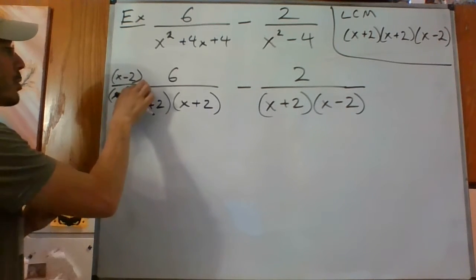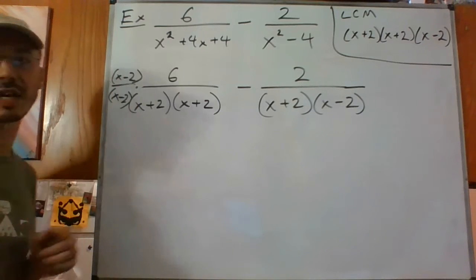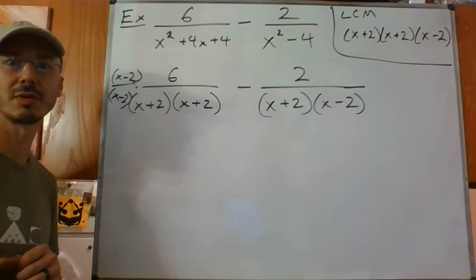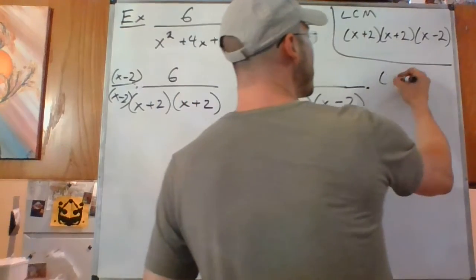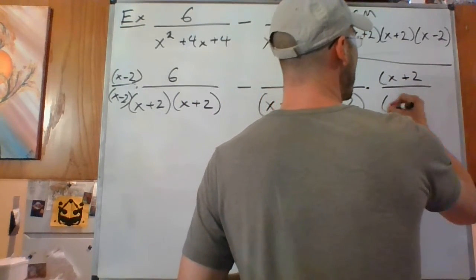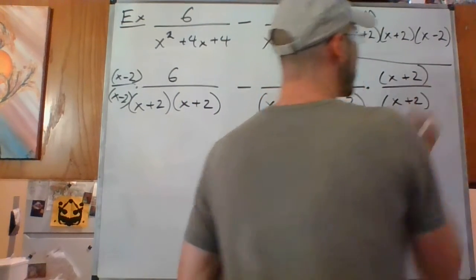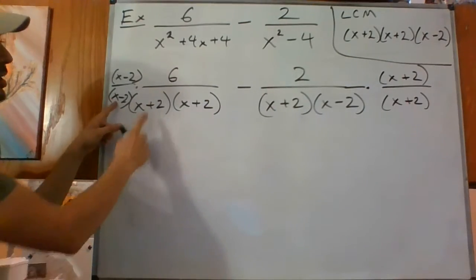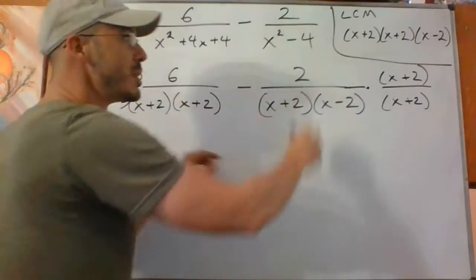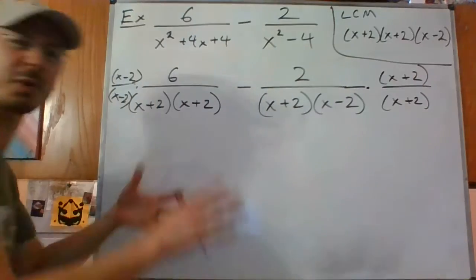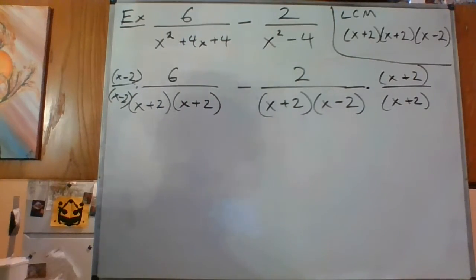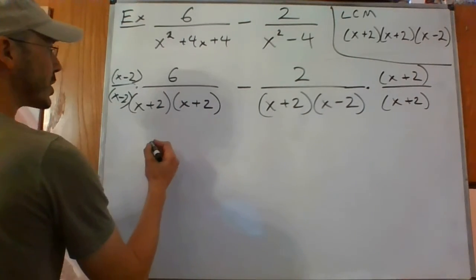In other words, multiply by the fraction x minus 2 over x minus 2. This one, I need to multiply by an x plus 2 over x plus 2. So here I'm going to have x minus 2, x plus 2, x plus 2. That's the LCM. Same thing here. Different order of factors, but it's the same factors. So let me clean this up a little bit.